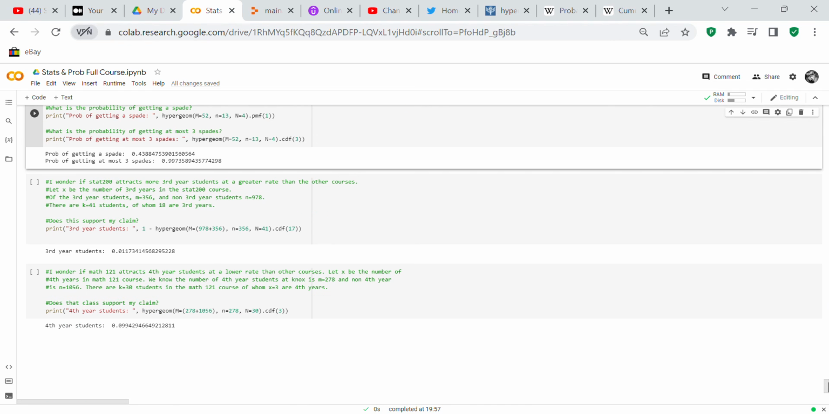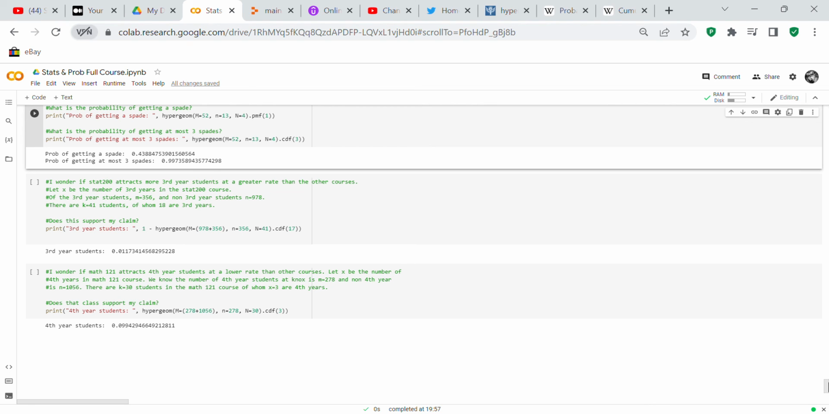The next question, I wonder if Stat 200 attracts third-year students at a greater rate than other courses. Let X be the number of third years in the Stat 200 course. Of the third-year students, M equals 356, and non-third-year students, N equals 978. There are K equals 41 students, of whom 18 are third years. And then, does this support my claim?